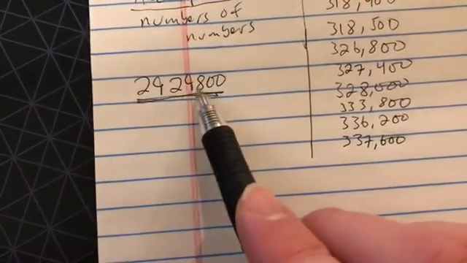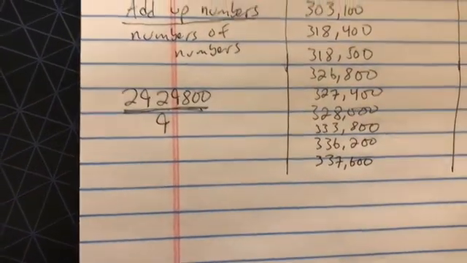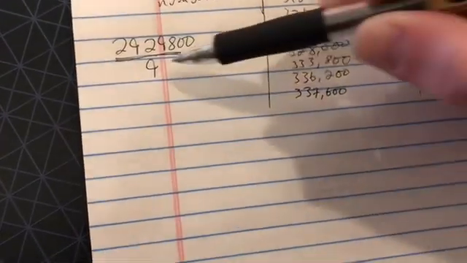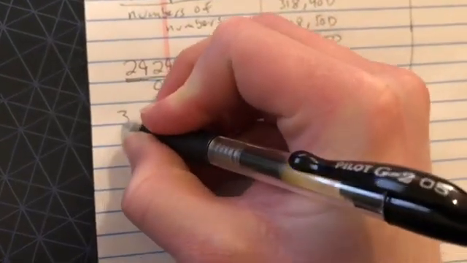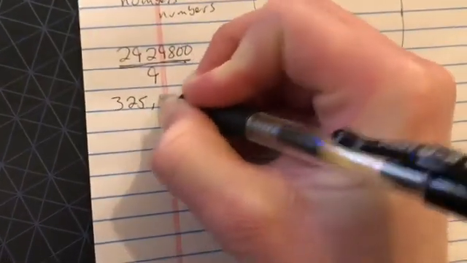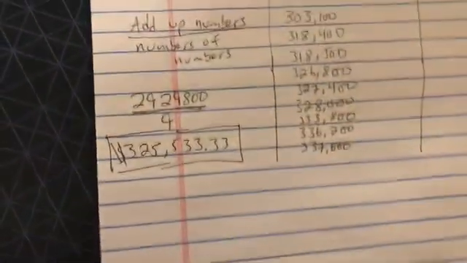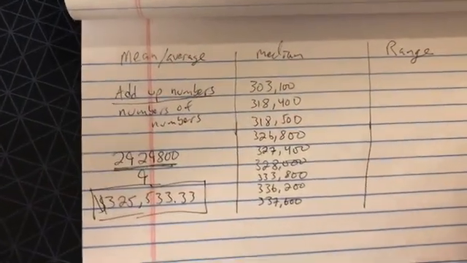I get this huge number, 2,929,800. And I'm going to divide that by 9, since I added up 9 different numbers. There was 1, 2, 3, 4, 5, 6, 7, 8, 9. That's where I got that from. And we get a mean or an average of 325,533 and 33 cents. A typical average house would cost that. That's one of the ways we can look at the center or typical price here.